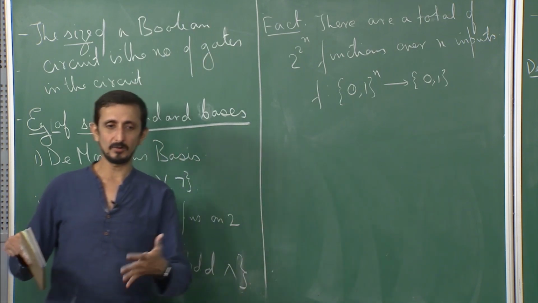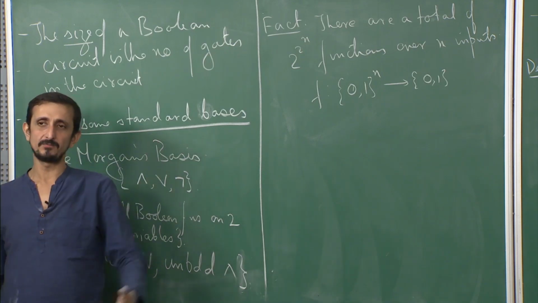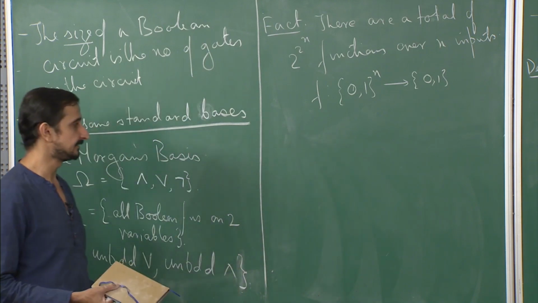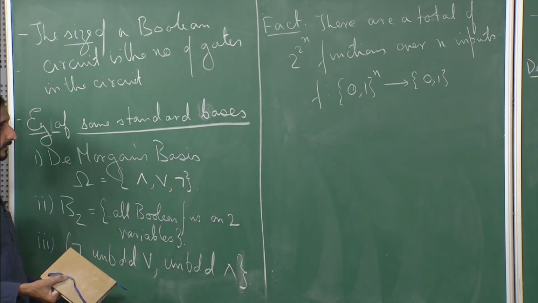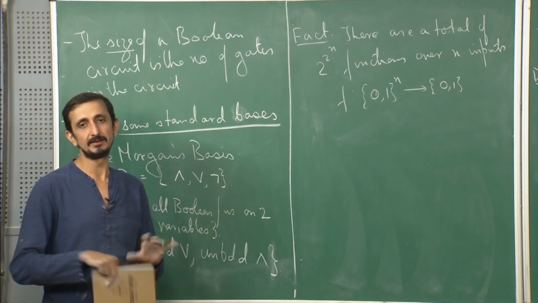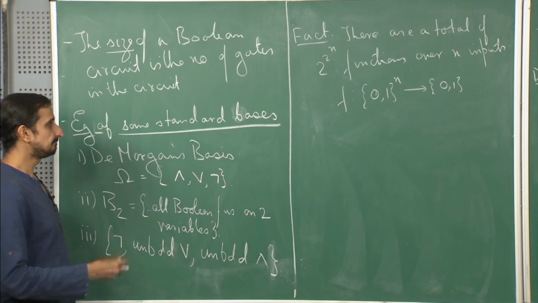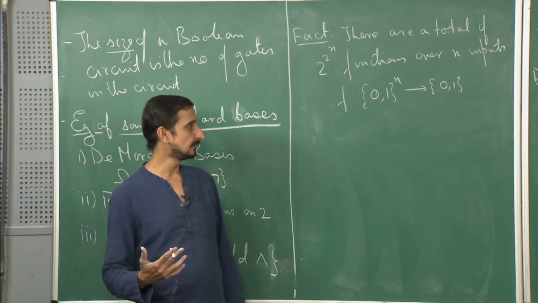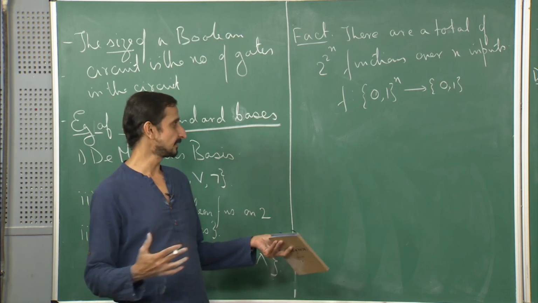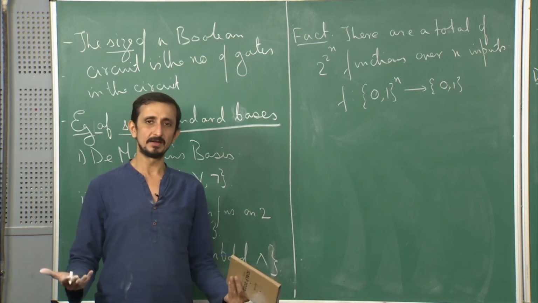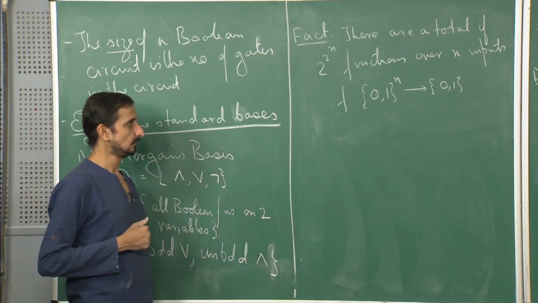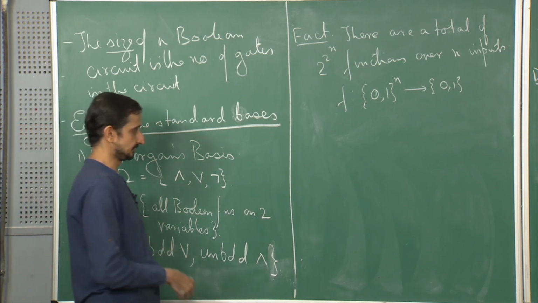We can compare that. On one side I have this many functions, and on the other side how many circuits do I have that can actually compute those functions? And then we can compare that. It allows us to give bounds on the size of a circuit. My circuit should have size at least so much, so that it is able to compute each and every one of those 2 to the power 2^n functions.